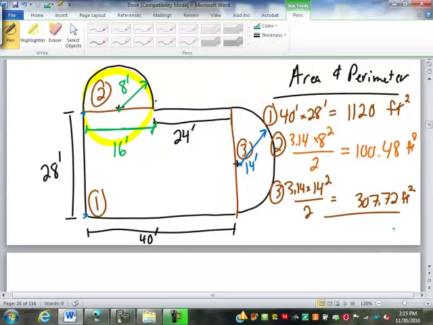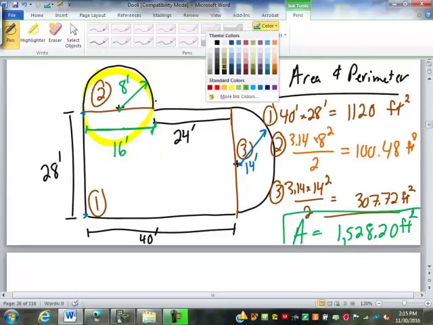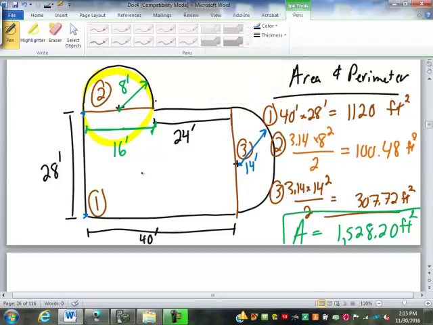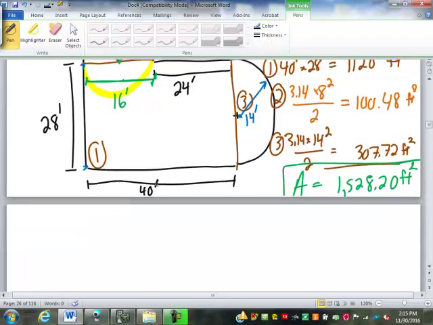We add those up. We got 0, carry the 1, 5, 12, carry the 1, 8, 2, 5. So 1,528.20 square feet is our area. Perimeter.